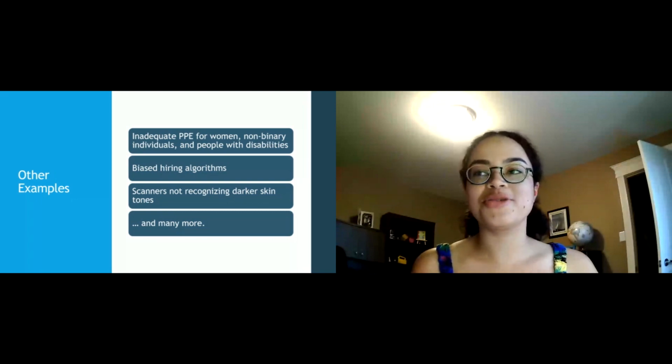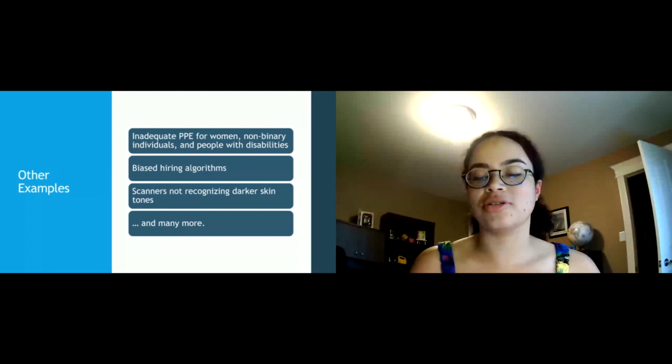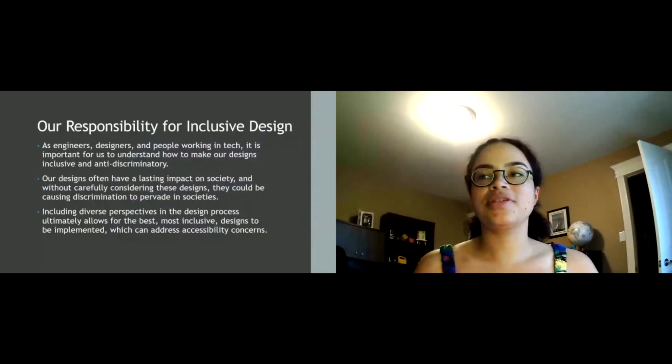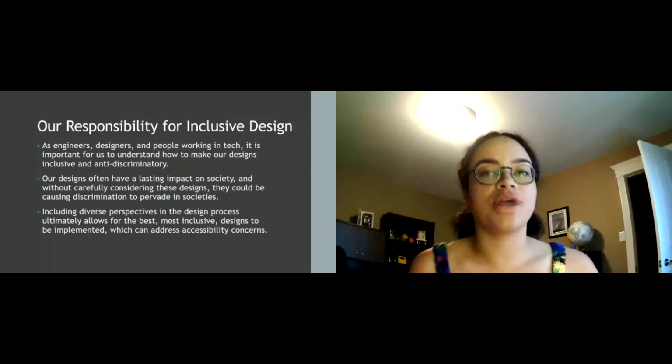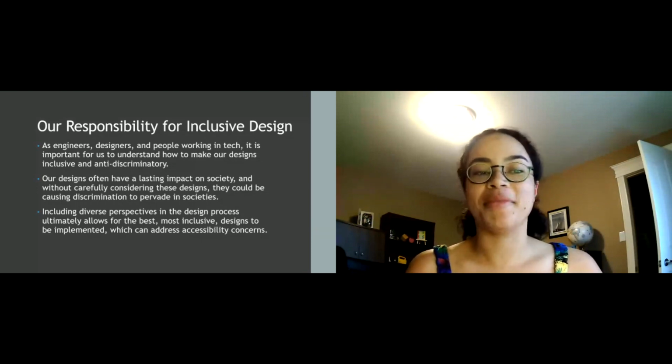And so issues like these could have very easily been removed if the design team was diverse and had someone testing it under a lot of these different conditions. So this is not just something that we should be striving for, it's actually our responsibility. So as designers, engineers, and people working in tech, we really need to make sure that we're actively working to make our technologies anti-discriminatory and not have these detrimental effects.